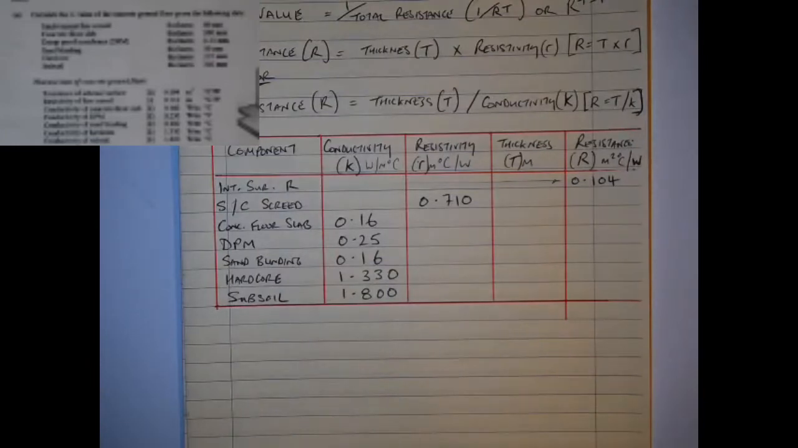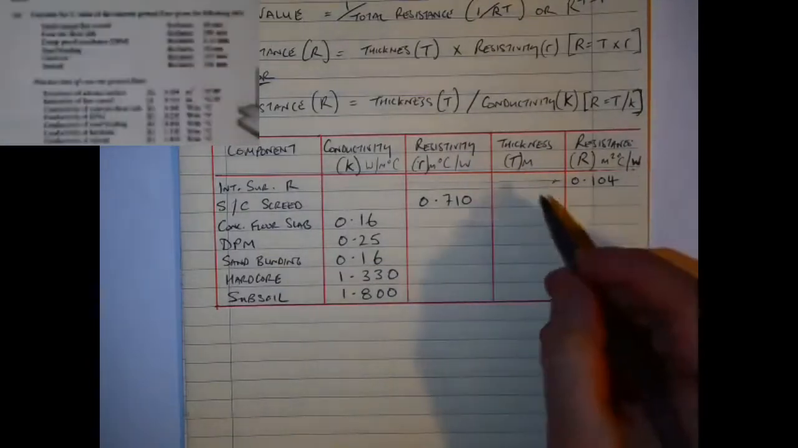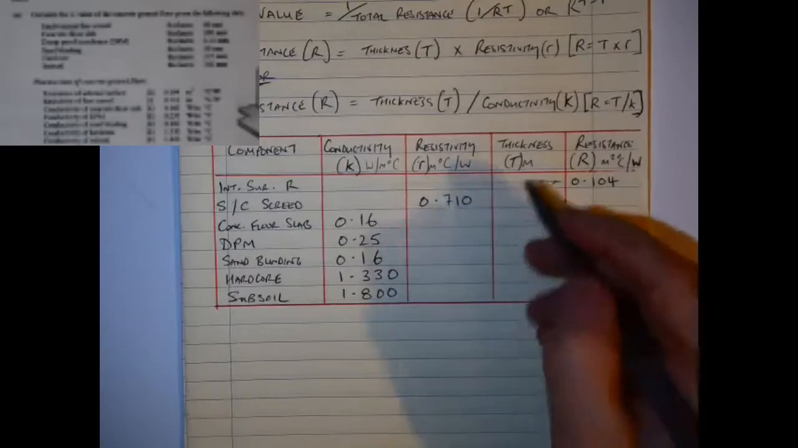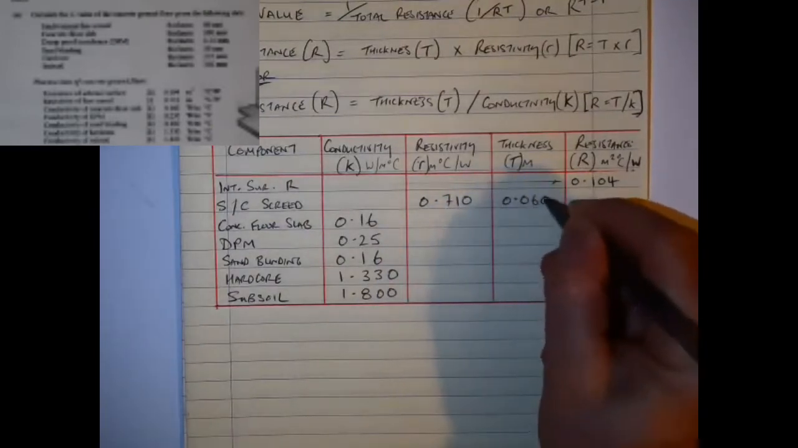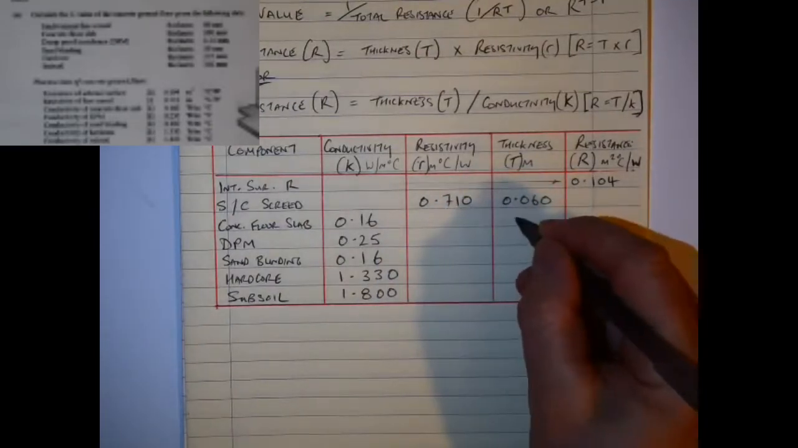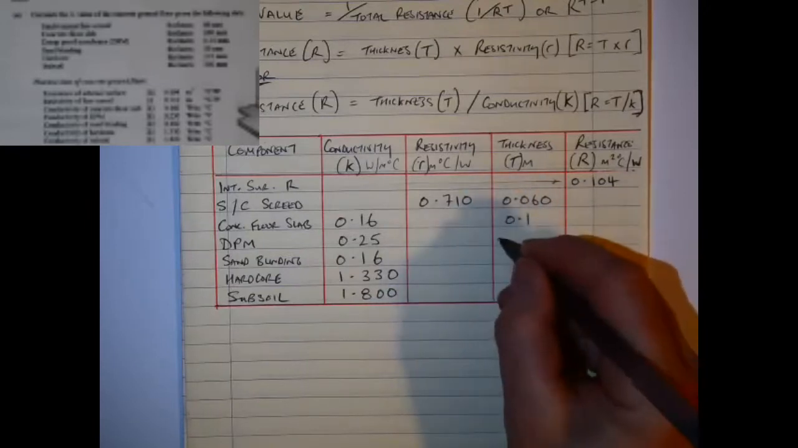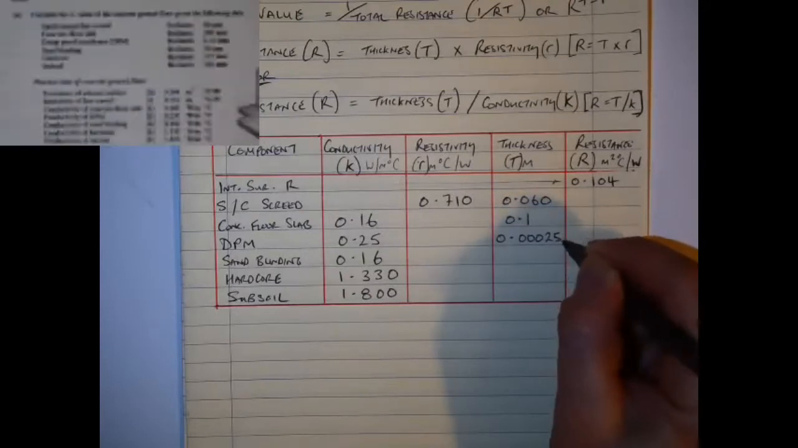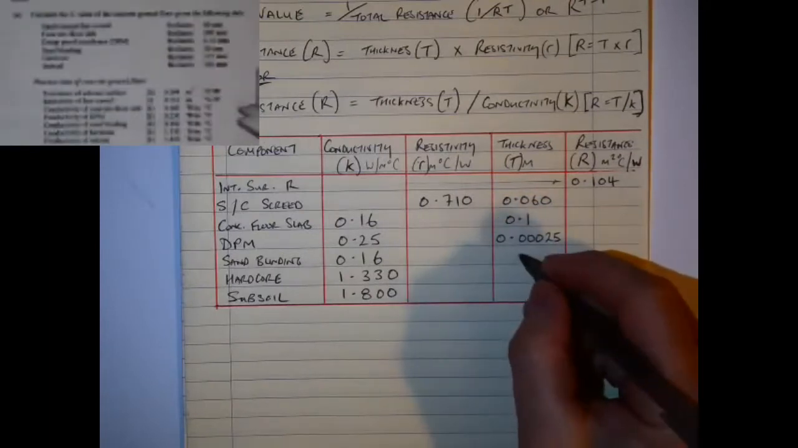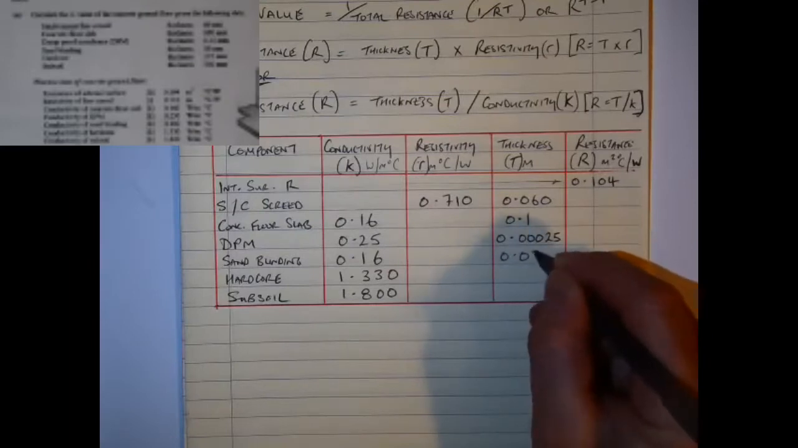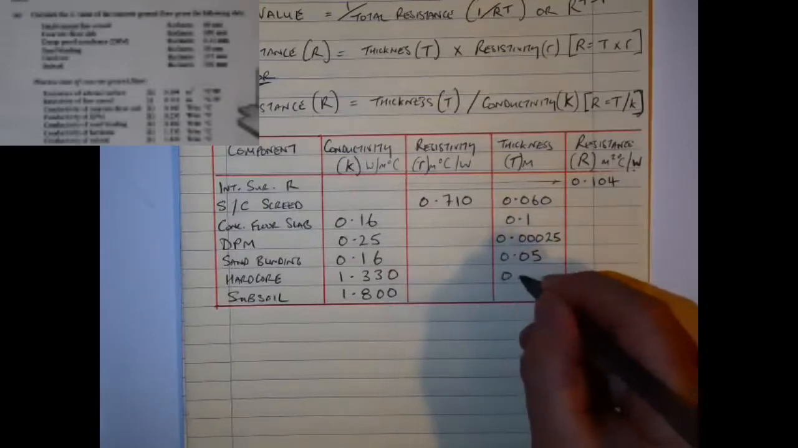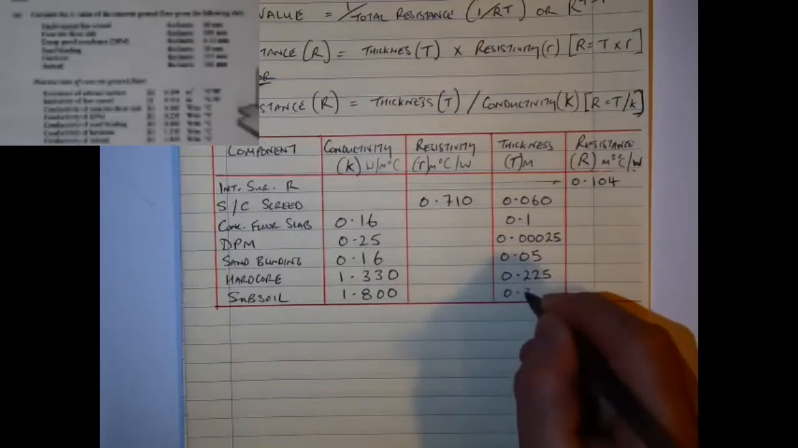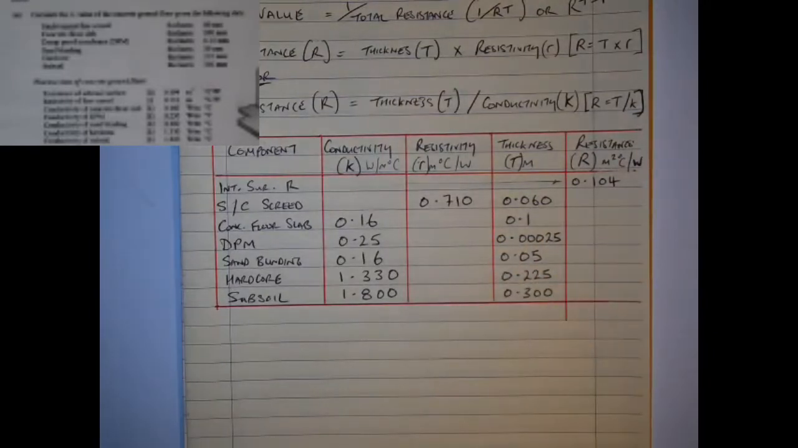And then I have to go to my thicknesses. Just be careful with your thicknesses that you make sure you convert them correctly to meters. I've gone through that in another video. So straight away, putting in 60 millimeters, 100 millimeters, and it's 2.5, I think it is, for our DPM, not much thickness in it. We've got our sand blinding of 50 millimeters, our hardcore of 225, and our subsoil of 300. So now I have all my values entered.